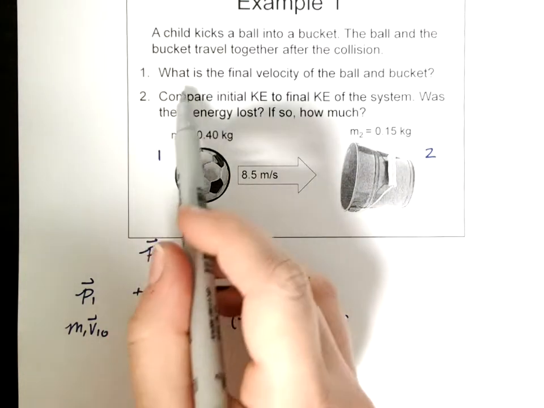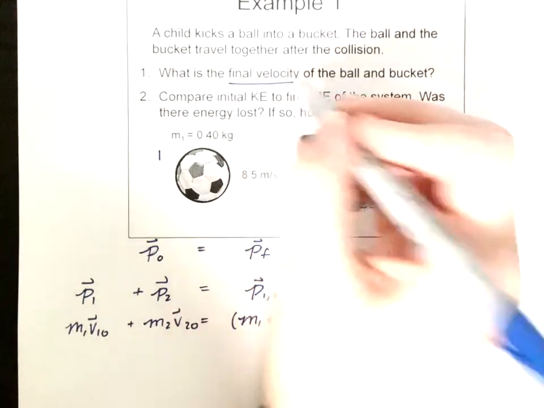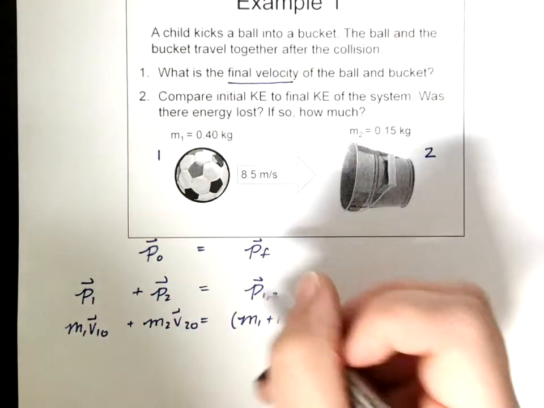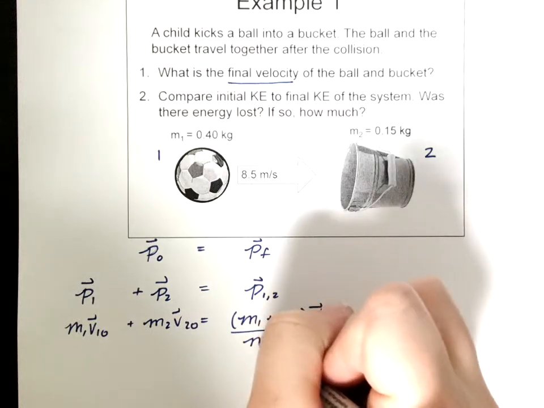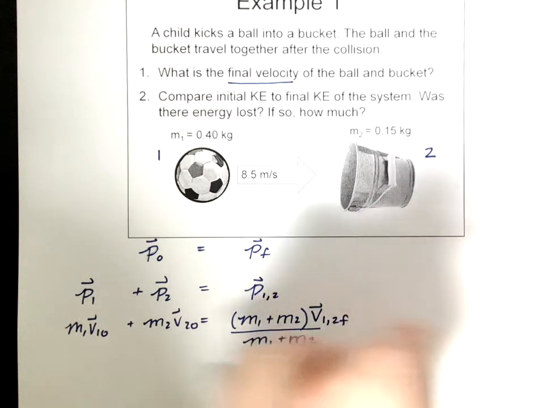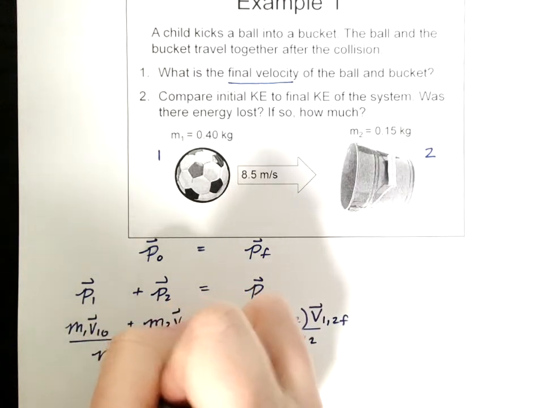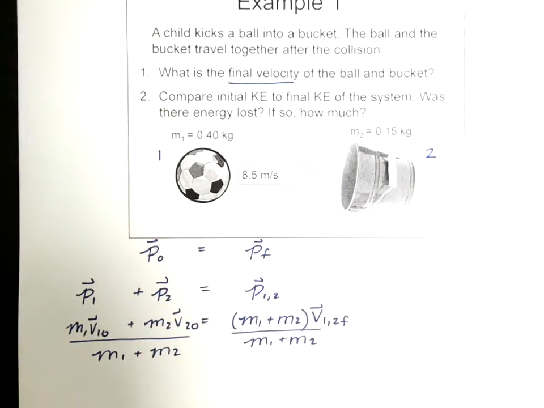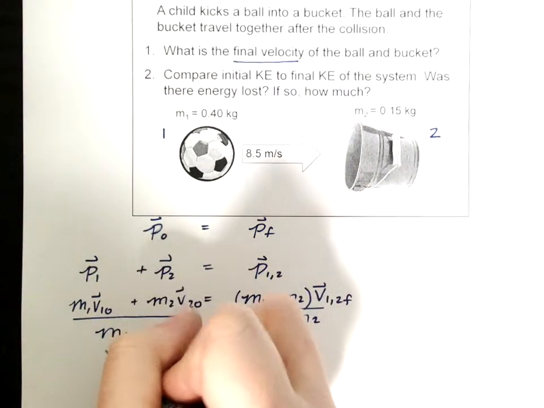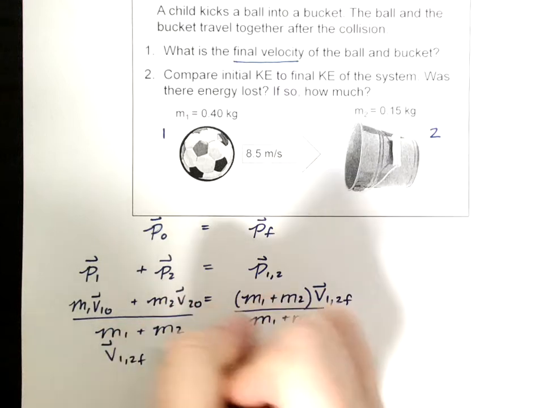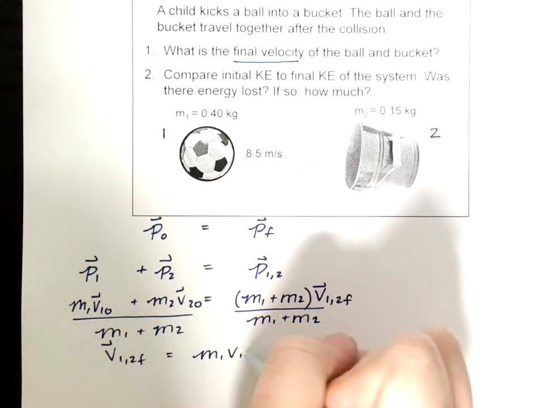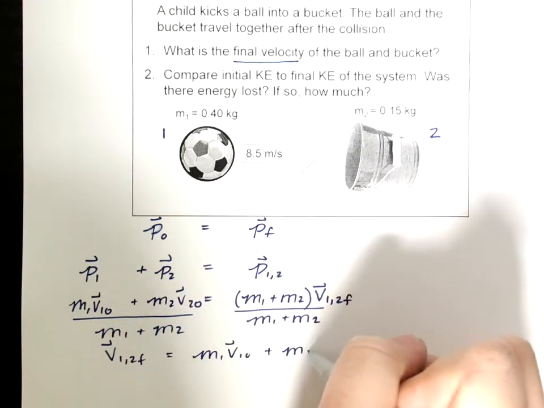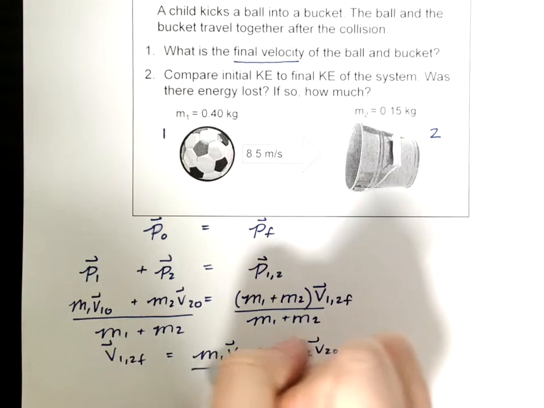Our question is, what is the final velocity of the ball in the bucket? So we're looking for V1,2F. We need to divide over M1 plus M2 on both sides, and we're left with V1,2F is going to be equal to the following.